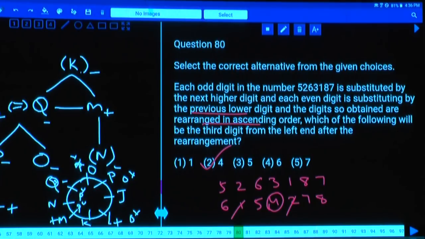And this is about question number 80. Then 81 to 85. 81 to 85. Tell me, what happened?